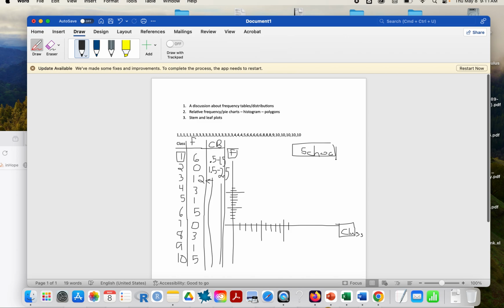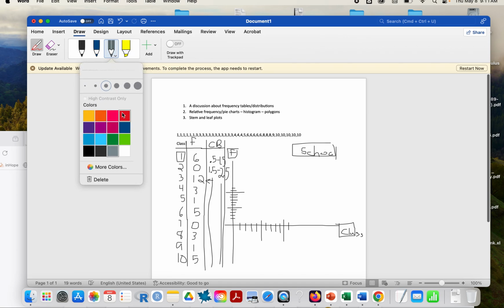So I'm try and change my color. It might help see this a bit differently. Nope, I don't want that. What do we got? All right, we're going to go to red. See if that'll pick up.